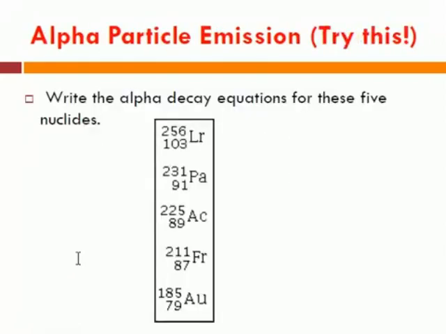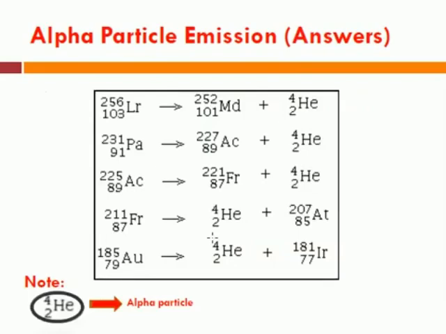Okay, so let's proceed with the alpha particle emission example. Write the alpha decay equation for these 5 nuclides. Okay, so here's the answer. The first step for alpha particle emission is to write the alpha particle on the right side of the equation.